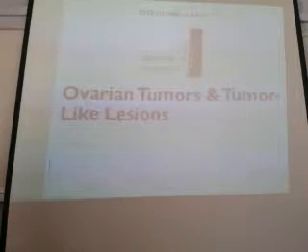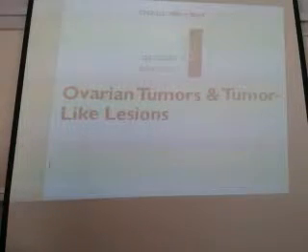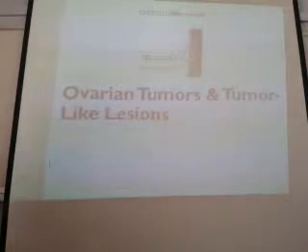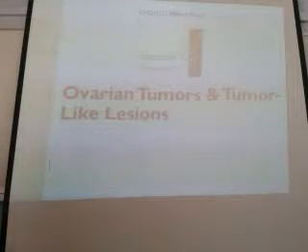For example, a cyst is not a tumor, but grossly it will appear as a tumor. So any structure which appears as a tumor but is not a tumor is called a tumor-like lesion. Is it clear? So in the ovary also, first we will discuss the tumor-like lesions, and then we will discuss ovarian carcinoma and ovarian tumors.